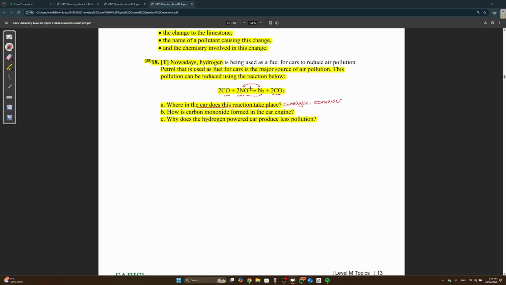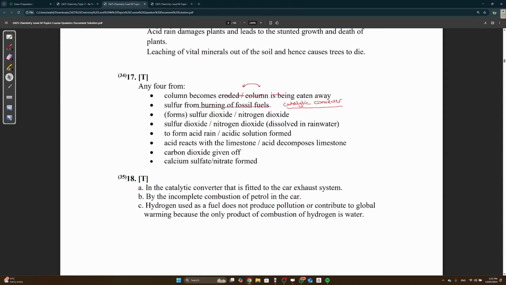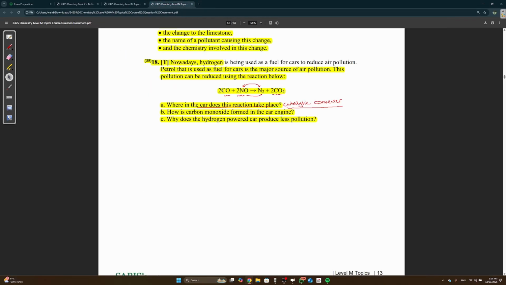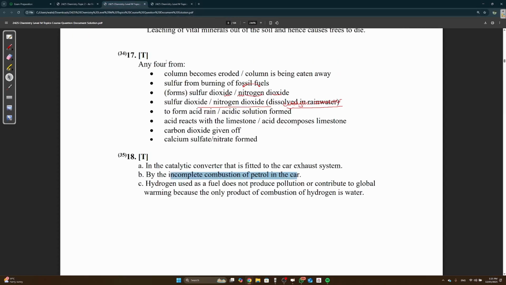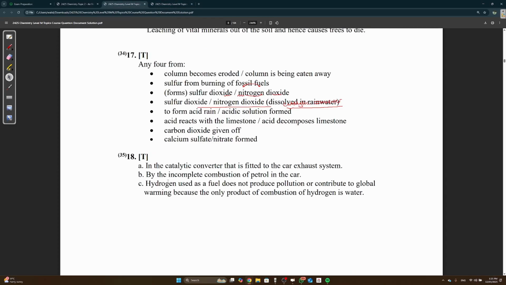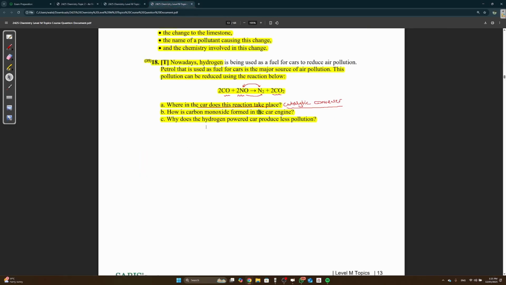Right? Anytime you see in a car pollution being reduced, it's because of the catalytic converter. How is carbon monoxide formed in the car engine? I'm not sure if my answer is correct, but I think it's by the incomplete combustion of petrol in the car. Okay, how do we get carbon monoxide? We get carbon monoxide by incomplete combustion. So anytime you see how do you get carbon monoxide? Incomplete combustion. That's it.